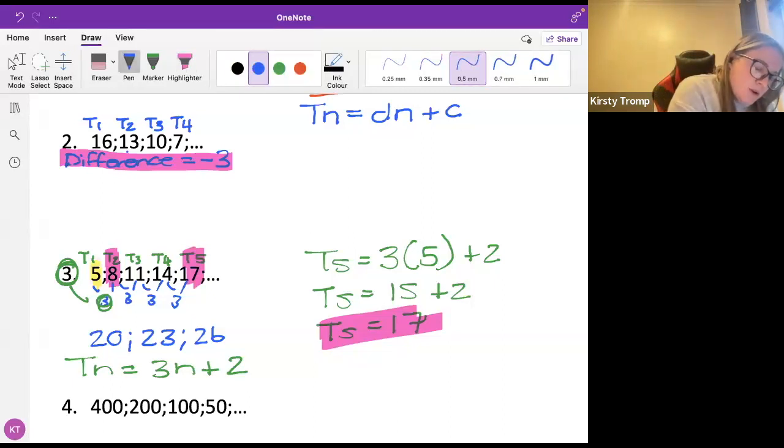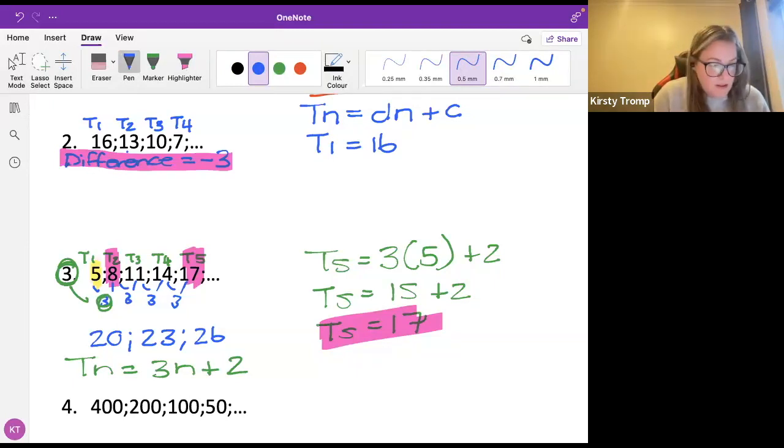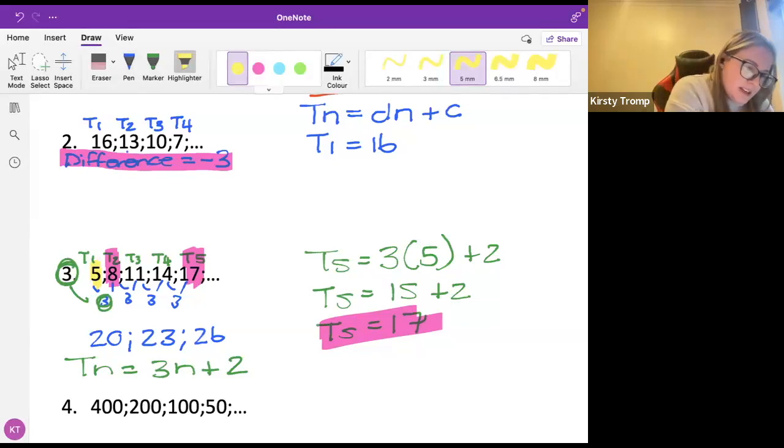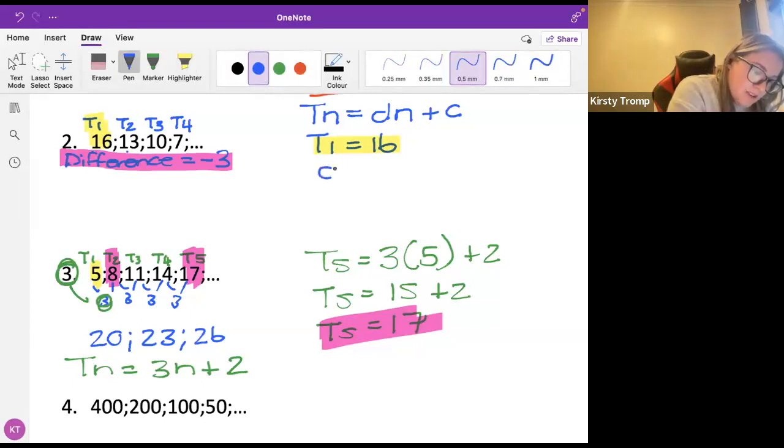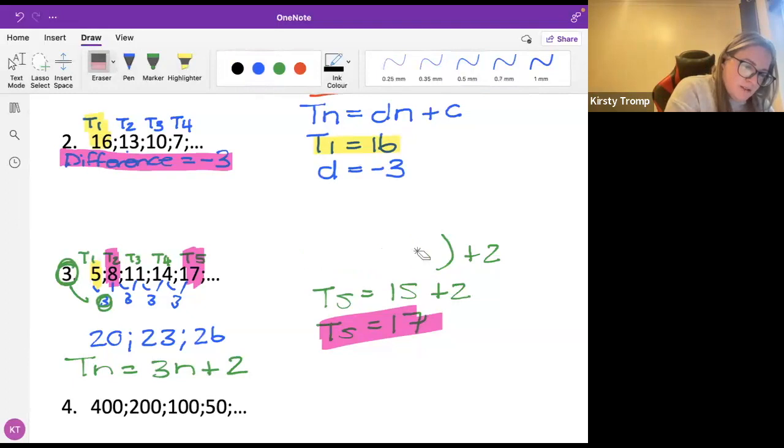Okay. Amo, is it fair to say that I know T1 is equal to 16? How do I know that? Where did I get T1 equals 16? I got it from here, hey? Yes, ma'am. Okay, cool. All right, so I know T1 equals 16. I know that D equals minus 3, hey? All right, are you happy so far?